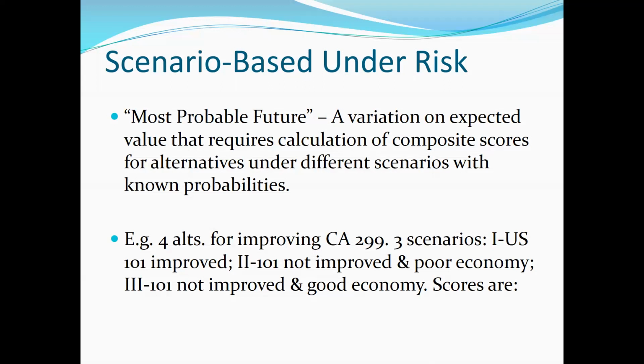The example problem that we're going to do is, let's say we are trying to improve the roadway California 299. Okay, and then there are three scenarios. First scenario is that an alternative route, US 101, is also improved. Second scenario is that 101 is not improved and you have a poor economy. And the third scenario is that Highway 101 is not improved, but your economy is good.